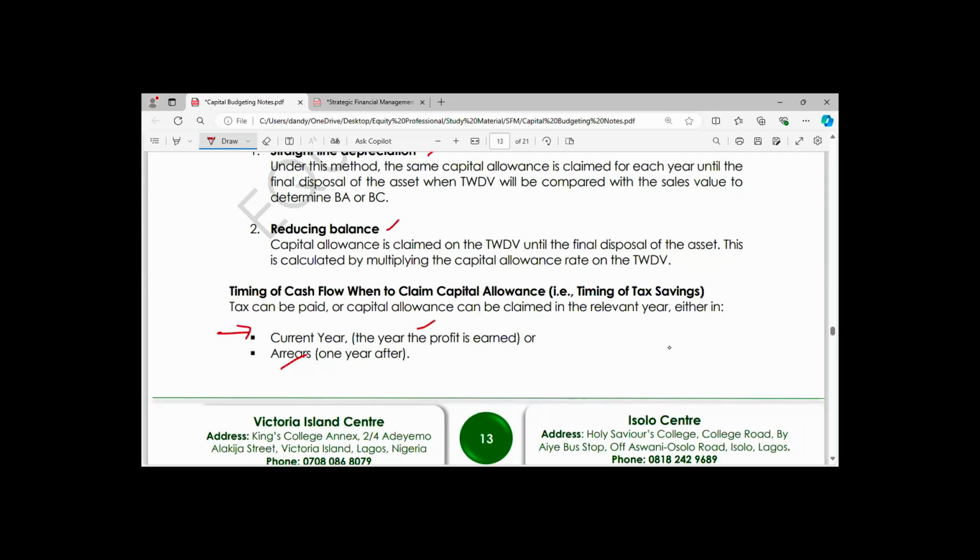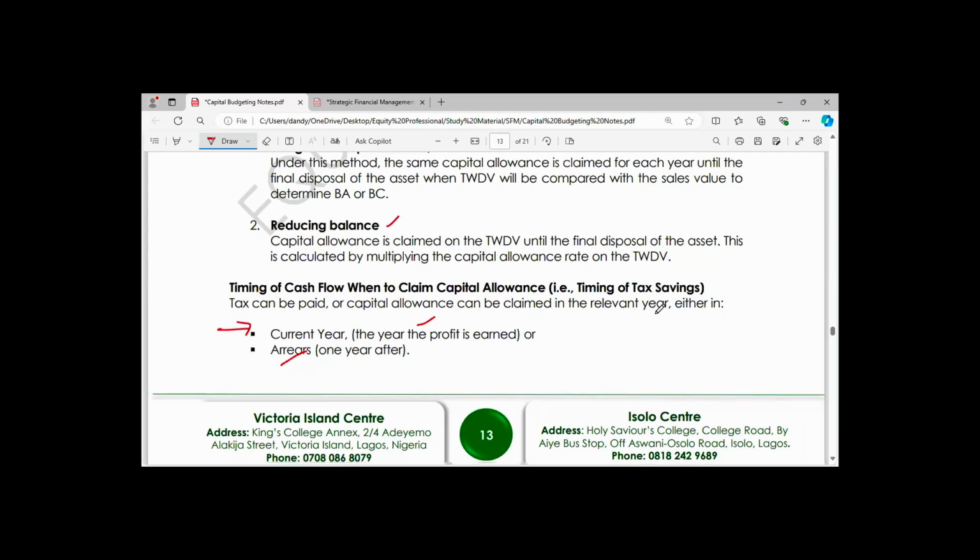the capital allowance must follow the pattern of tax liability at all times, meaning that if tax liability is paid in the current year, your capital allowance must be claimed in the current year. If tax liability is paid in arrears, your capital allowance must also be claimed in arrears. So that's what I said, that capital allowance must follow the pattern of the tax liability. So that's that. Finally, I want to give you the formats.